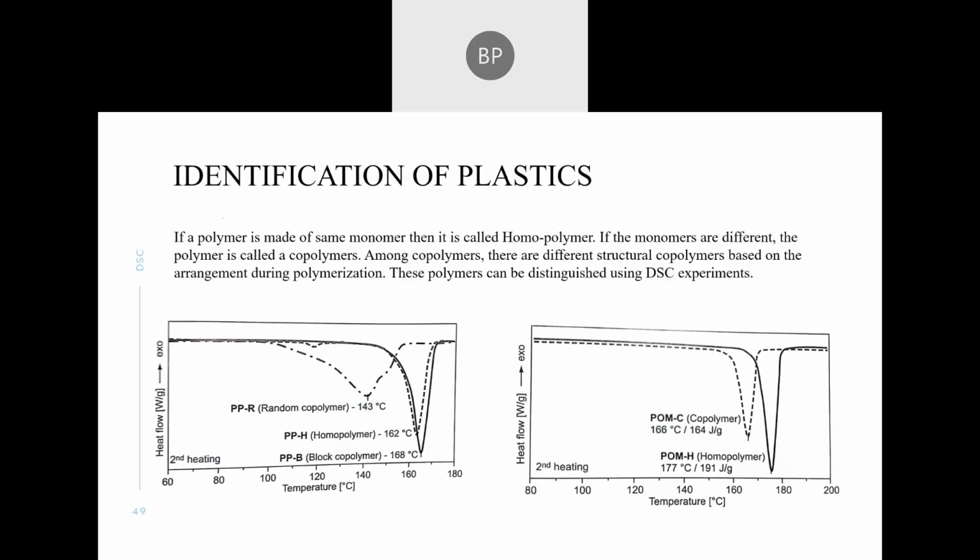As you can see in the graph, polypropylene block polymer has a different melting temperature, and homopolypropylene has a different melting temperature, and random copolymer has a different temperature. So these families can also be distinguished using this DSC curve. As you can see in the right curve, homo POM and POM copolymer can also be distinguished using melting temperatures. Next.